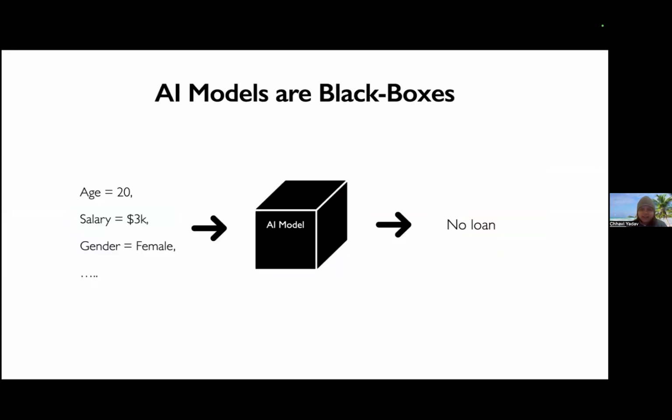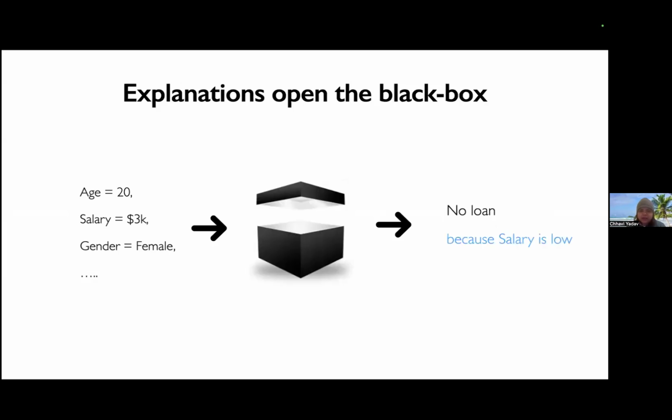I think this crowd does not need much introduction about explanations, but I'll still say something. We have AI models. Usually they are black boxes, meaning we don't understand why they make certain predictions. But explanations have been seen as a tool to open the black box. Given some prediction, they can give us some insight into why this particular prediction was made.